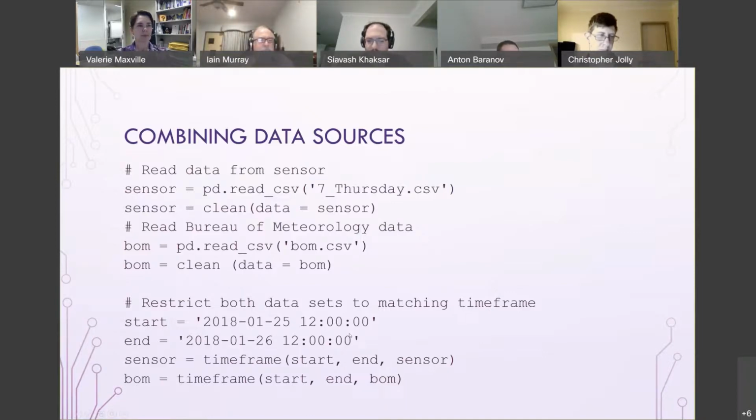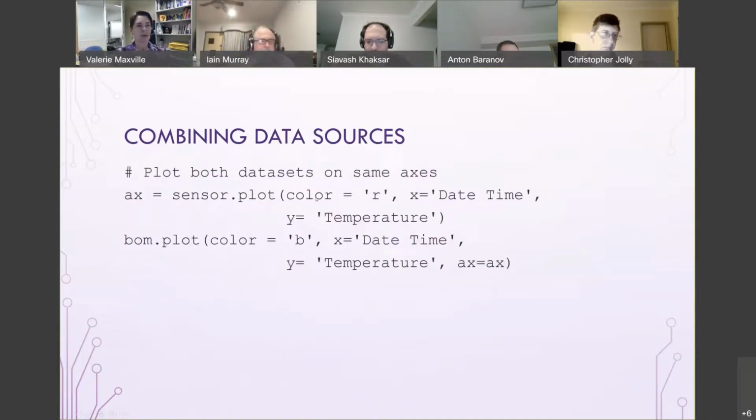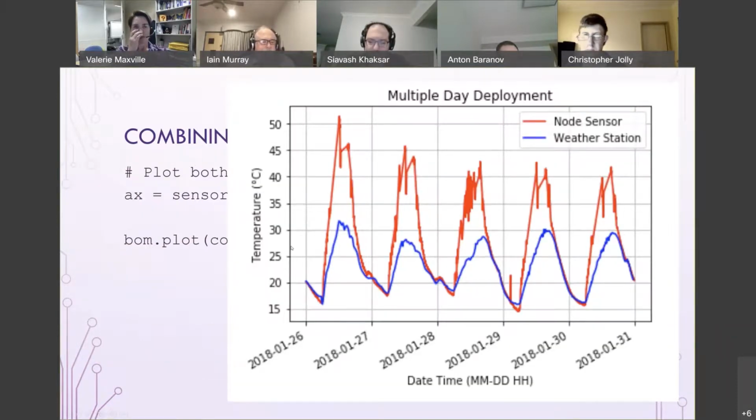and then we can graph each of those time steps. So on here we've got the first one is plotting the sensor data, and then with the same settings except for a different color on a line plot, we'll plot the Bureau of Meteorology data and get something that looks like this.